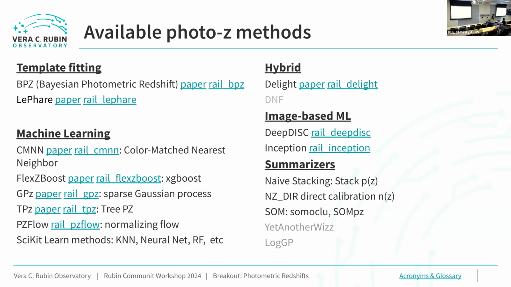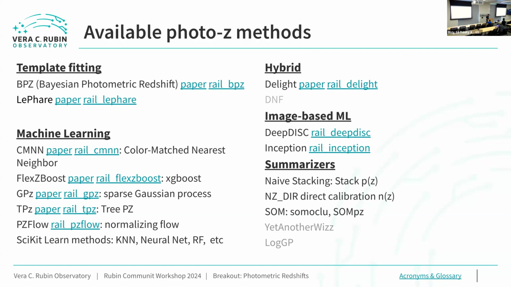We have two hybrid methods, Delight and DNF, and DNF is still work in progress. We're starting to venture into the image-based models, and we will hear two talks later about the image-based methods. And we also have developed a few summarizers that can take input from either photometry or photo-z to convert them into redshift distributions.